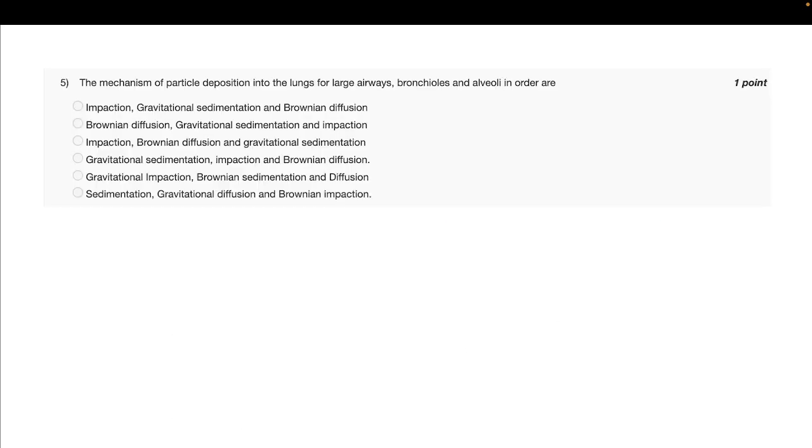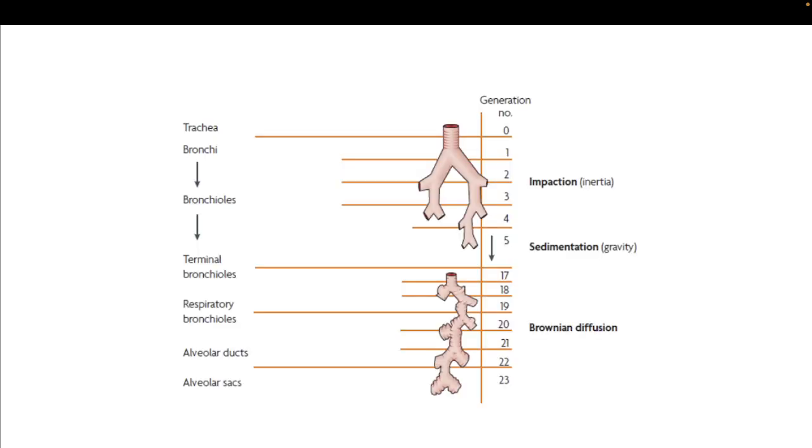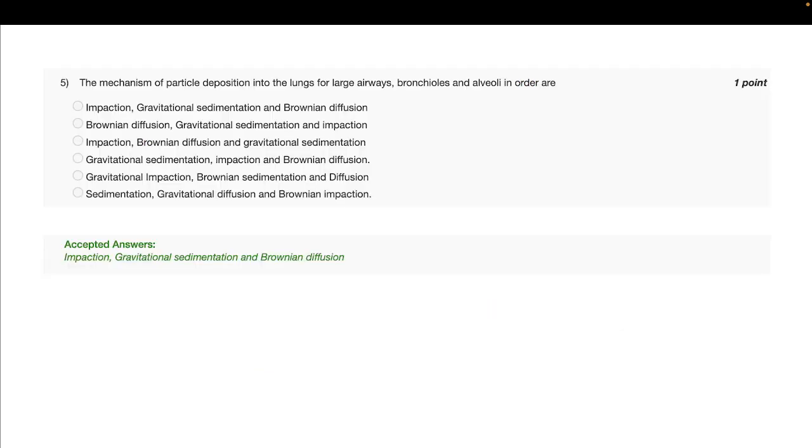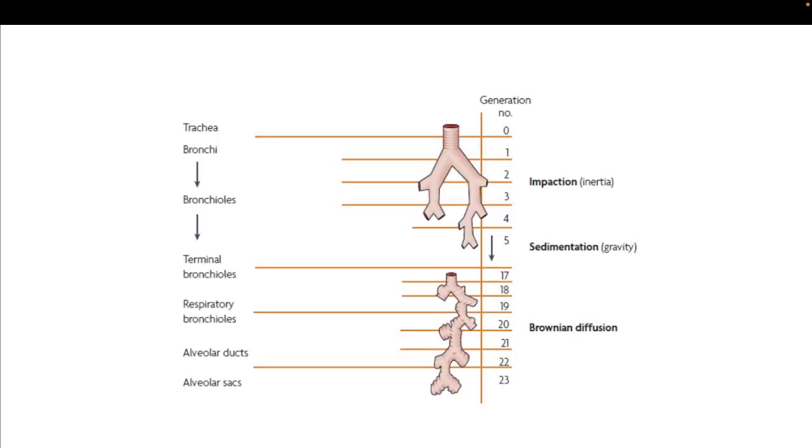Next is, the mechanism of particle deposition into the lungs for large airways, bronchioles and alveoli are in the order of, and this was the correct answer, impaction, gravitational sedimentation and Brownian diffusion. First your particles hit the walls, which is known as impaction. Then gravity takes over, because they are larger in size, they will gravitate towards the lower bronchioles, and then Brownian diffusion happens. So the correct order is first impaction, then sedimentation and then diffusion.